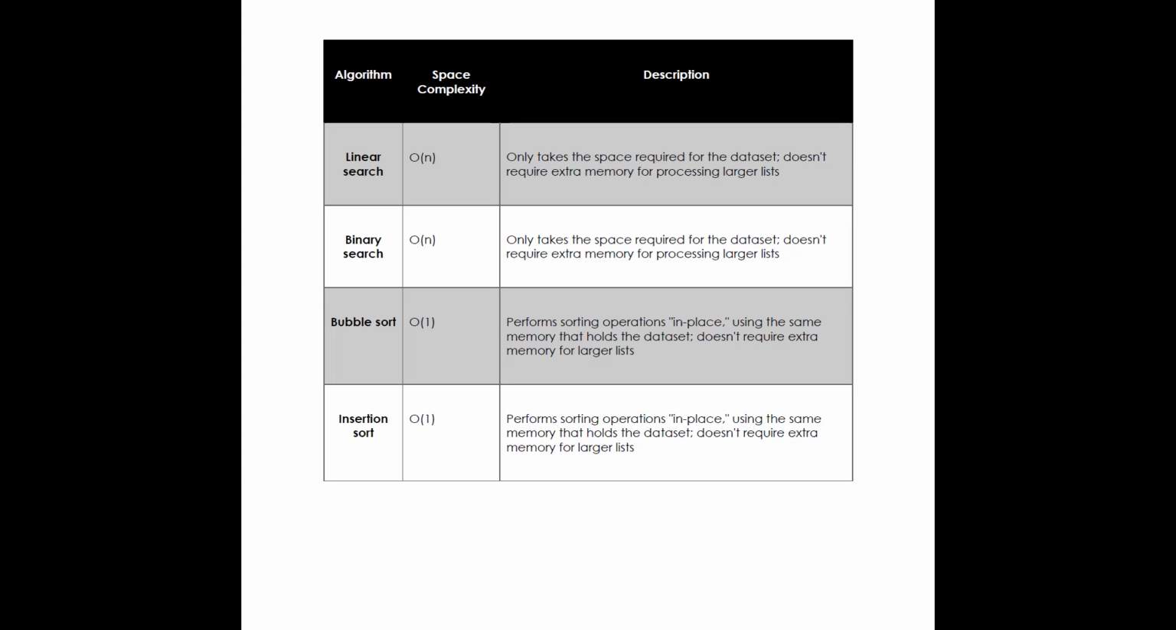To illustrate, let's say we have a list of 100 items to sort. Bubble sort and insertion sort would not need any extra memory beyond what is needed to store the 100 items, even if the list size grows. This is because they only use a few additional variables, like temporary variables for swapping, during the sorting process, which remains constant regardless of the dataset size.